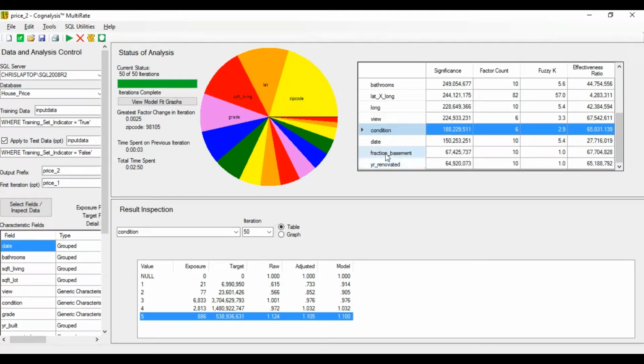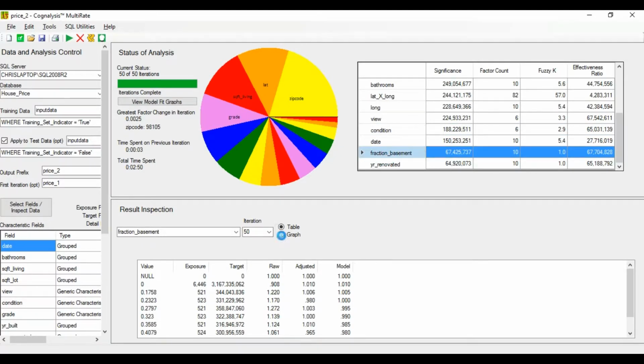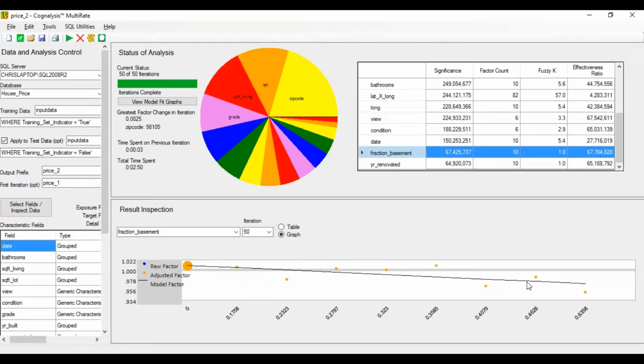This one, fraction of basement, is actually just fitting a straight line. We used a linear relationship across the bins. That really is just one parameter. And so we can use that to see where we're getting additional complexity into our model.